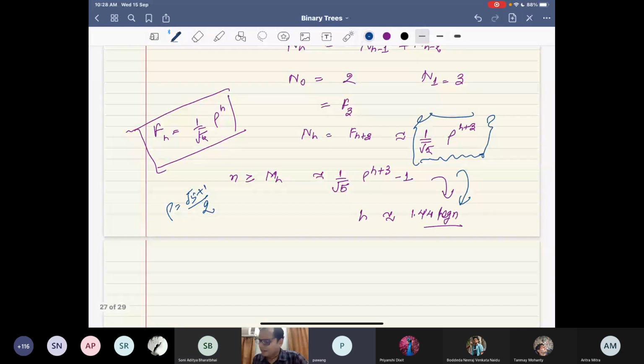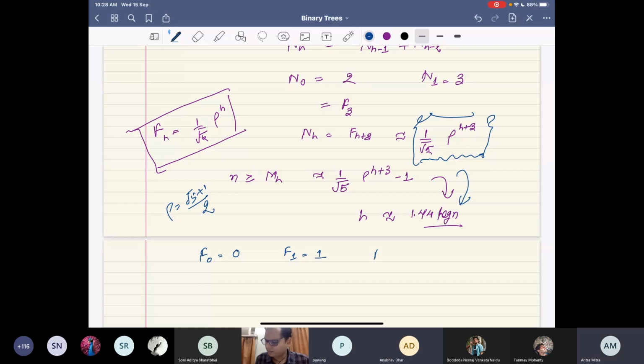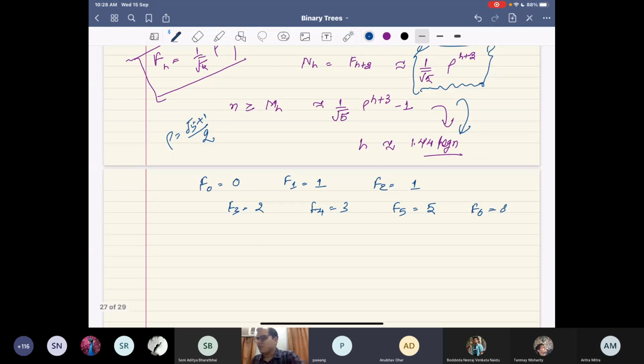What is the idea? What is your Fibonacci series? What is F0? 0. F1? 1. F2? 1. F3? 2. F4? 3. F5? 5. F6? 8. From F6 onwards, what do you see?